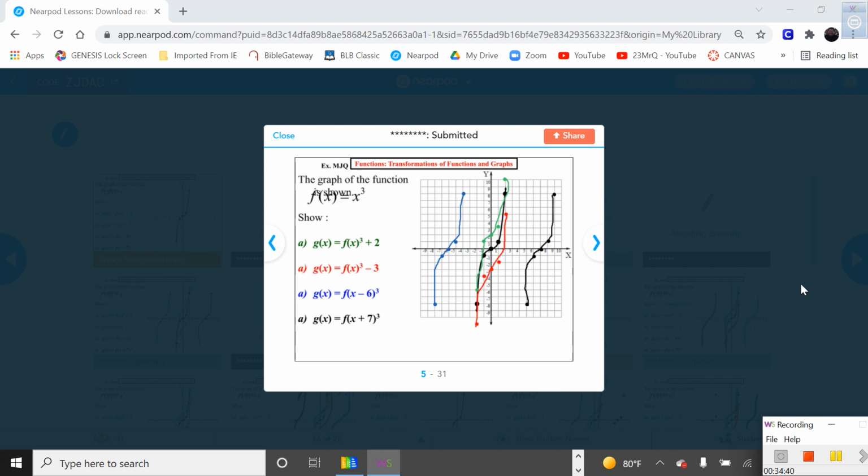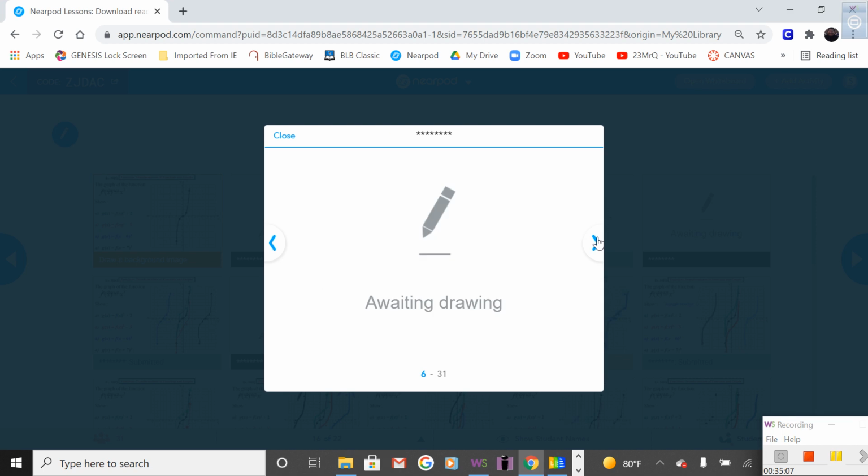Alright, correct answers on the screen. The only thing that they didn't put at the end were the arrows. We need arrows at the end, but there it is. The green one, since the number is outside of the parentheses, it goes up. The red one goes down. The blue one should have been over here. My bad. And the black one should have been on the other side. So there was a mistake right there.